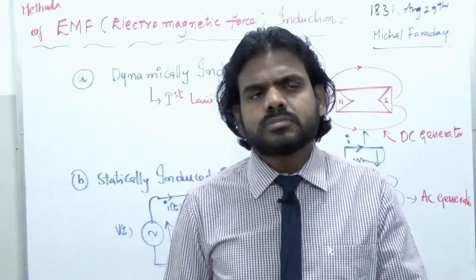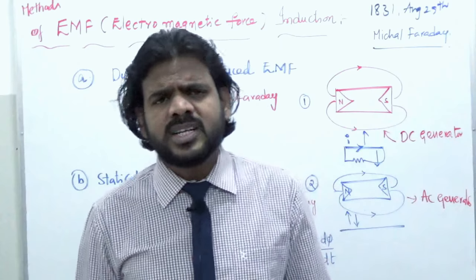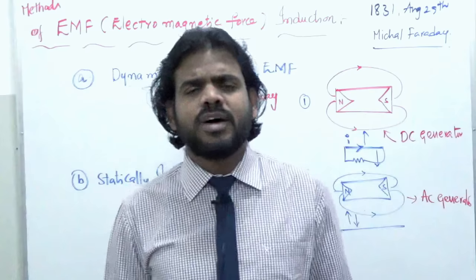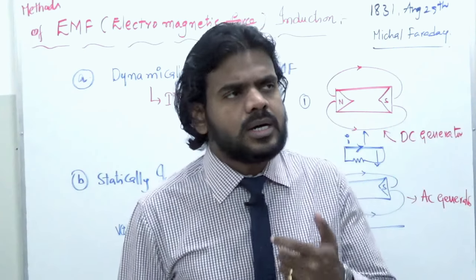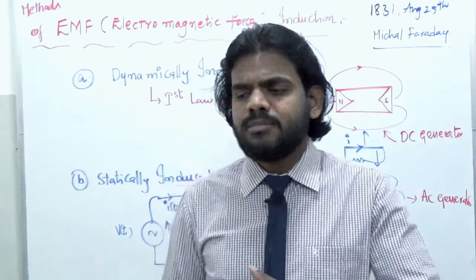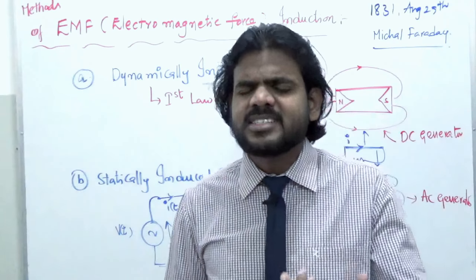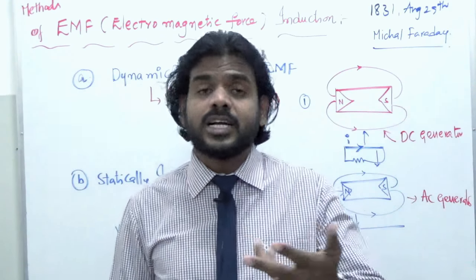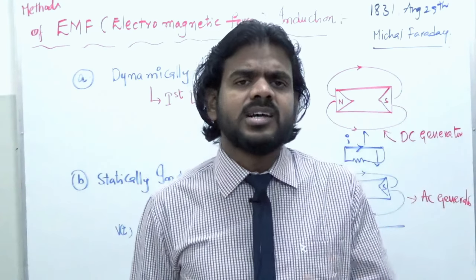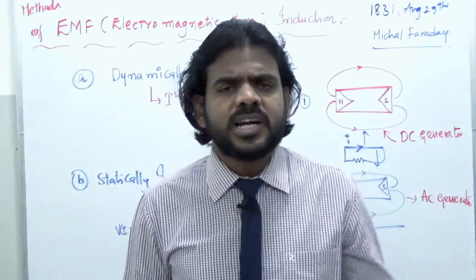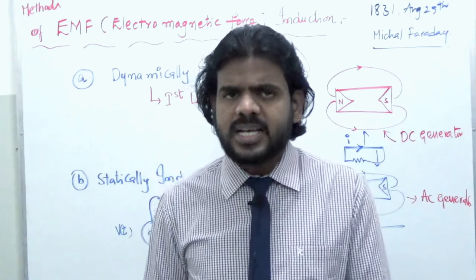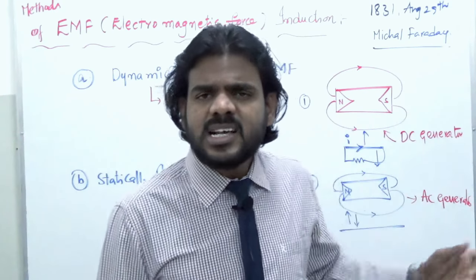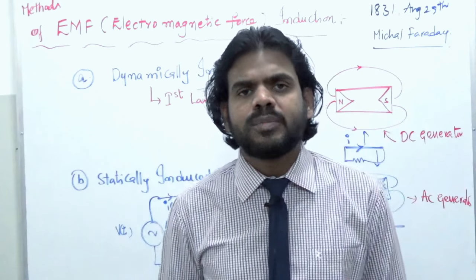This is how we can understand both the methods. So I'll just summarize these two methods. The first method is dynamically induced EMF, which is based on the first law of Faraday, and the second method, statically induced EMF, is fundamentally based on the second law of Faraday. The first method is used in all the rotating machines, whether it is a DC machine or an AC machine. As I said, in a DC machine we have the conductor in movement. In an AC machine you find the field in movement on the rotor.